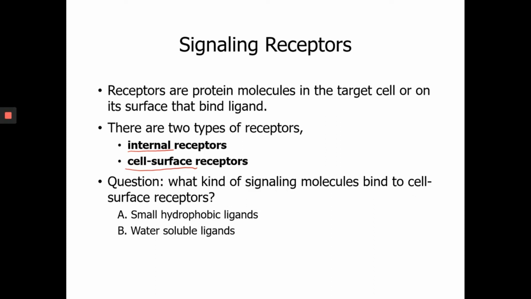Okay, so if the ligands have to bind to cell surface receptors, that means they cannot cross the cell membrane very easily, right? So the answer is B, water-soluble polar ligands.